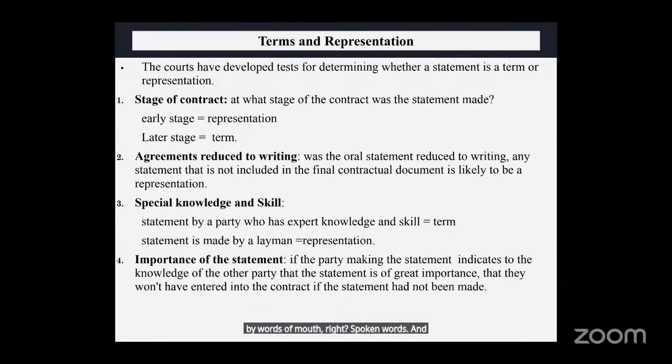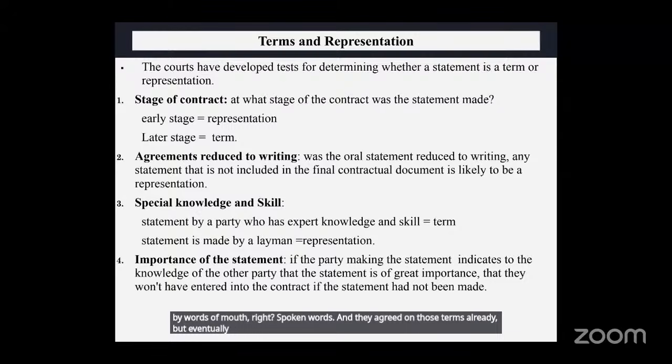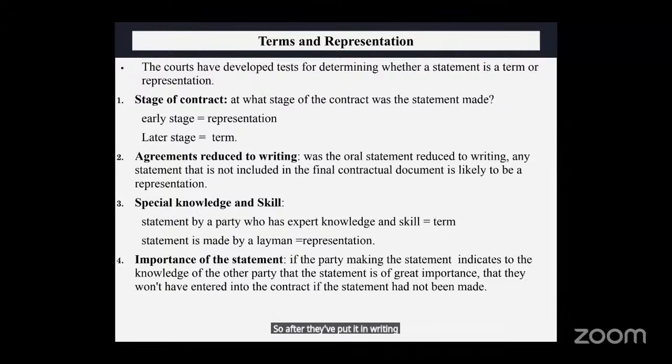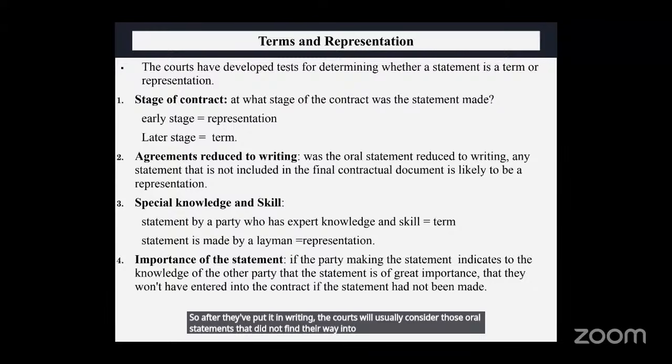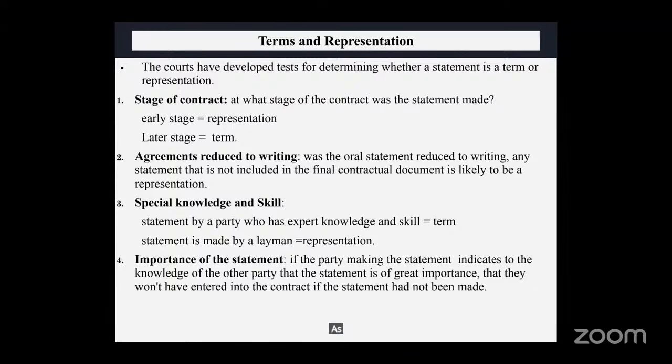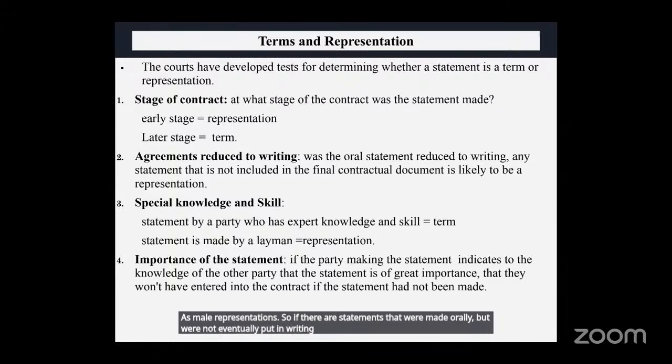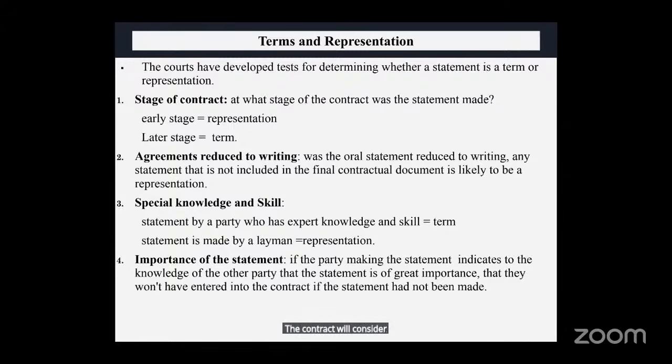And they agreed on those terms already, but eventually they decided, yes, we've agreed, these are the terms that will govern our contract, and they eventually go and put it in writing. So after they've put it in writing, the courts will usually consider those oral statements that did not find their way into the contract as mere representations. So if there are statements that were made orally, but were not eventually put in writing, the courts would usually consider them as mere representations.